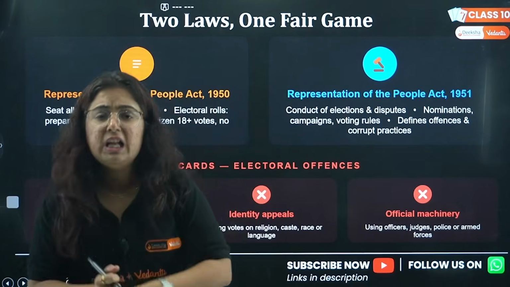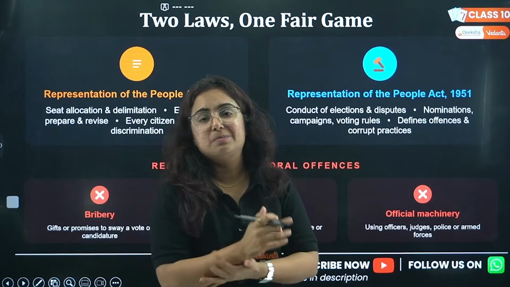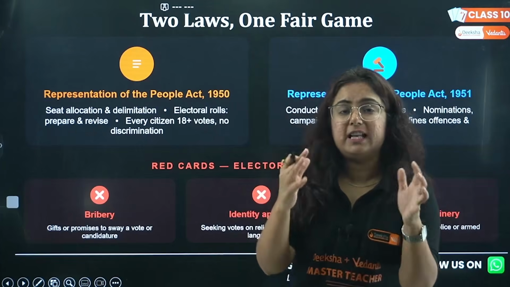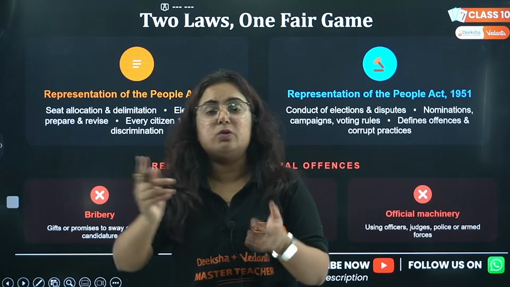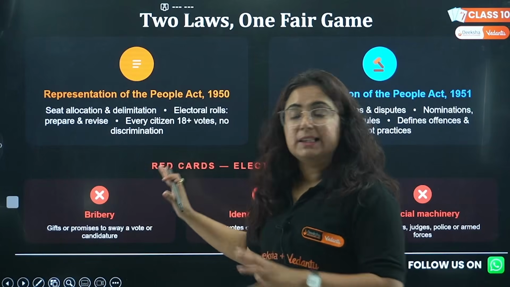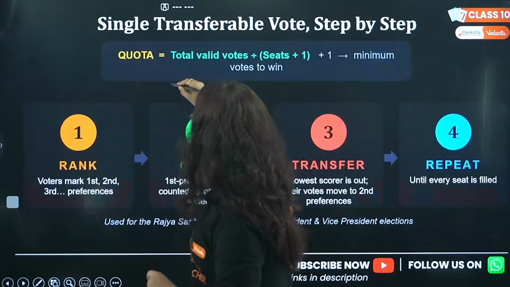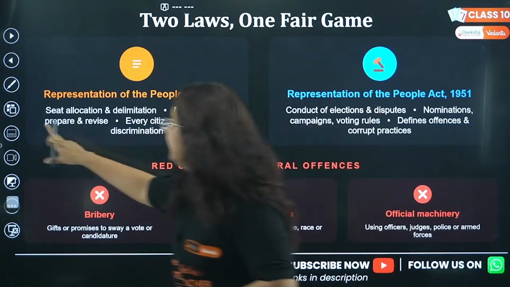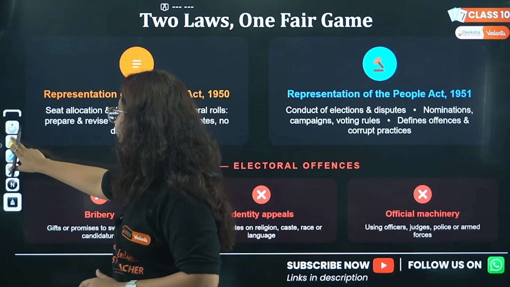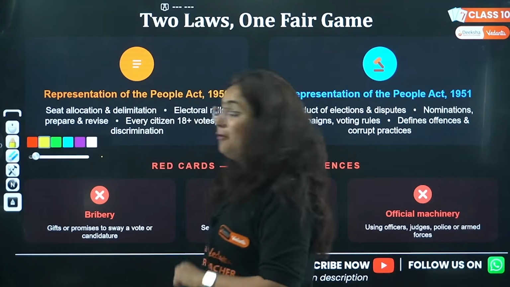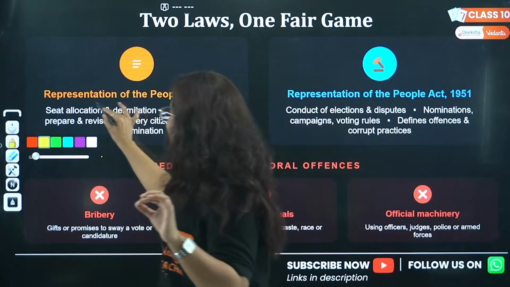Okay. Now, to make this game a fair game, laws were made, written in the Constitution, right after the Constitution was made. And the first election of independent India after the Constitution was written followed this. The first one is the Representation of the People's Act 1950. Okay, the Representation of the People's Act 1950. Beta, this Act talked about the seat allocation.